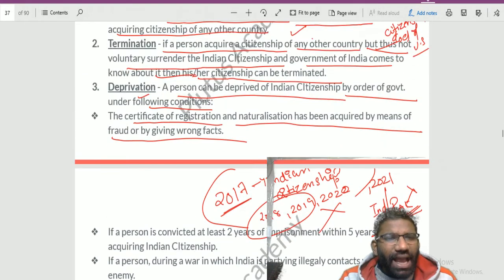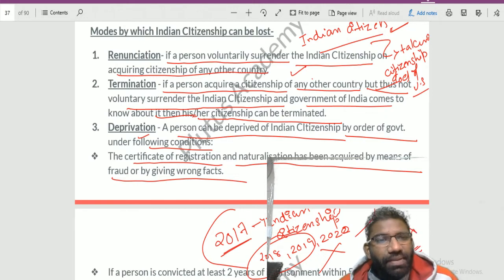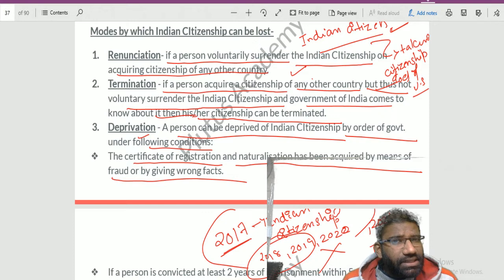The three aspects I have covered here. Renunciation: a person acquiring a foreign citizenship, at the same time he is coming back and informing the government that he is voluntarily surrendering Indian citizenship. Termination: a person acquiring a foreign citizenship is hiding the fact that he has acquired it. He does not come and inform the native government, and the native government terminates his citizenship.